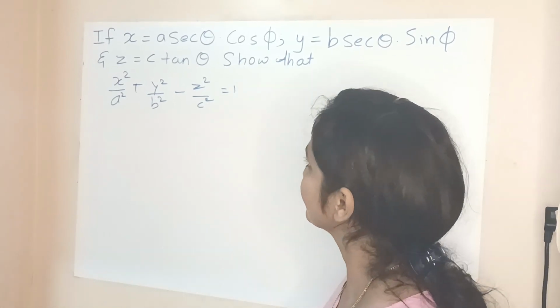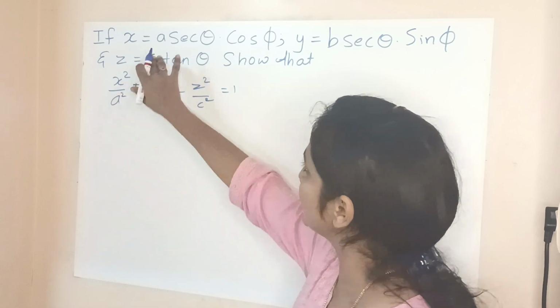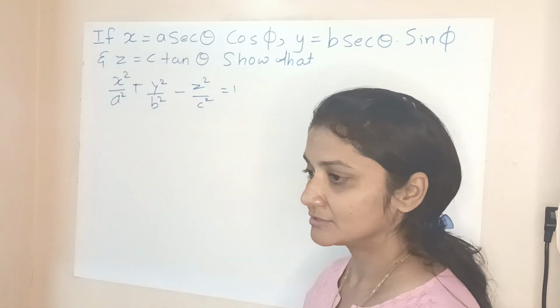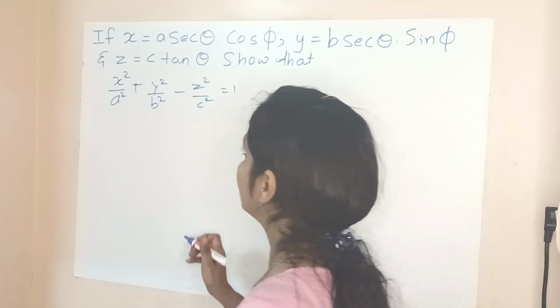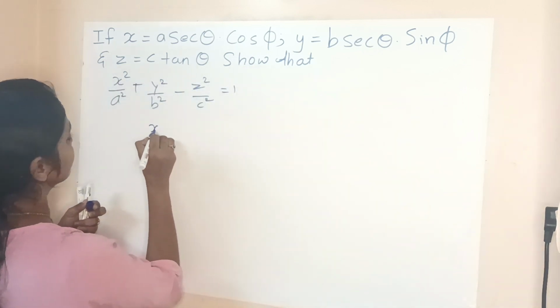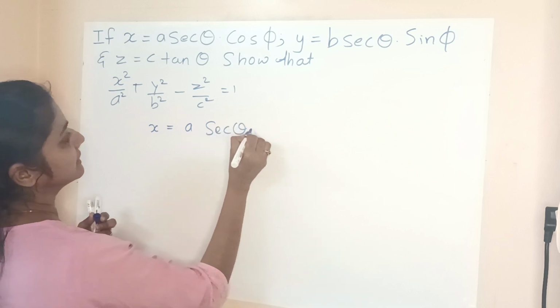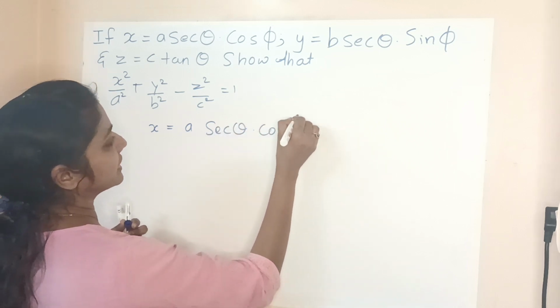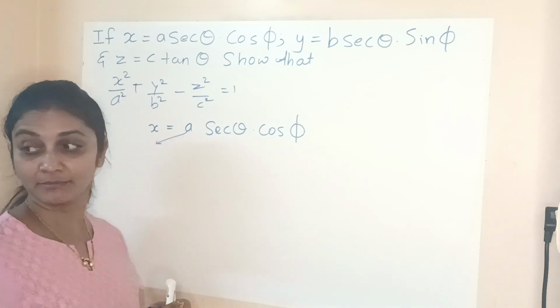Because the sec square theta. What will we do? Here a also take here. So let us make the values first. Okay, you are right partially. So it's like x equals a sec theta into cos phi. Can I write this a down below? Can I write it down?